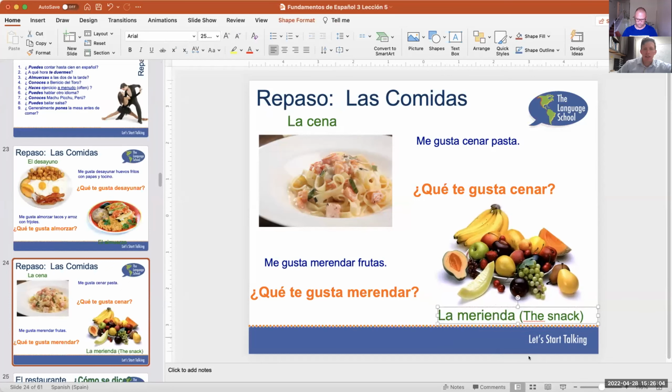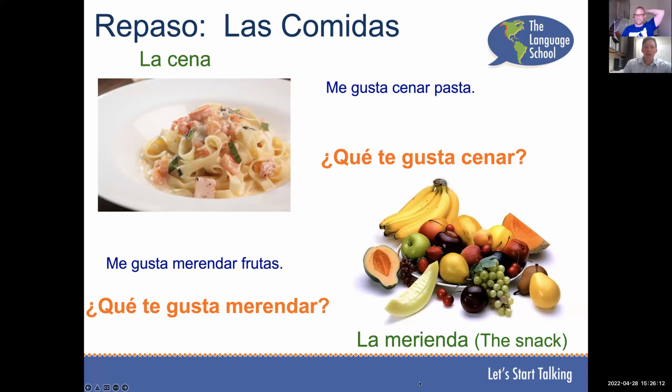¿Cómo se dice pistachios? Pistachios, no sé. Perfect. That's easy. Me gusta merendar pistachios. To say nuts, it's las nueces. Las nueces. But pistachios in particular, I don't know how to say that. Okay, las nueces. Never came up while I was living in Latin America.